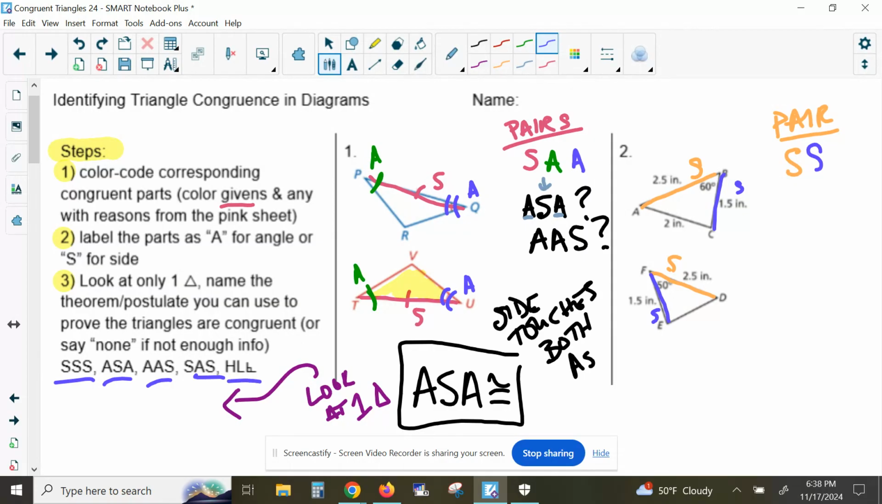So that means it says, see if you can name it, or say none if there's not enough information. So we're going to say none. We do not have enough information. I mean, maybe if someone gave us some more information, we might, but according to this.